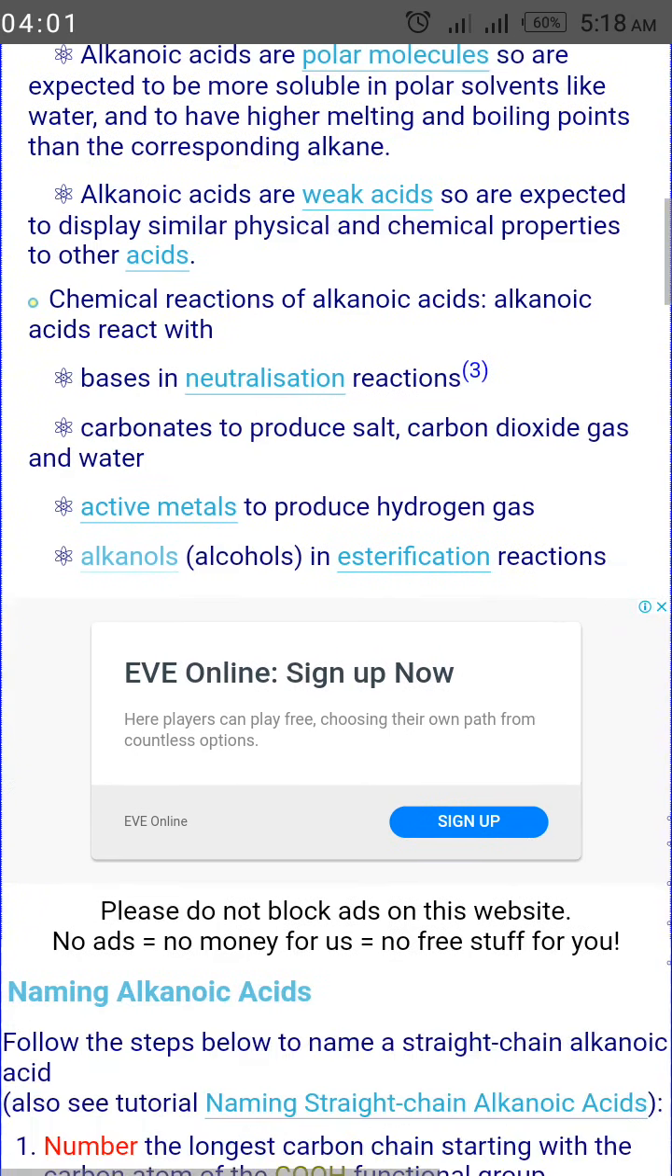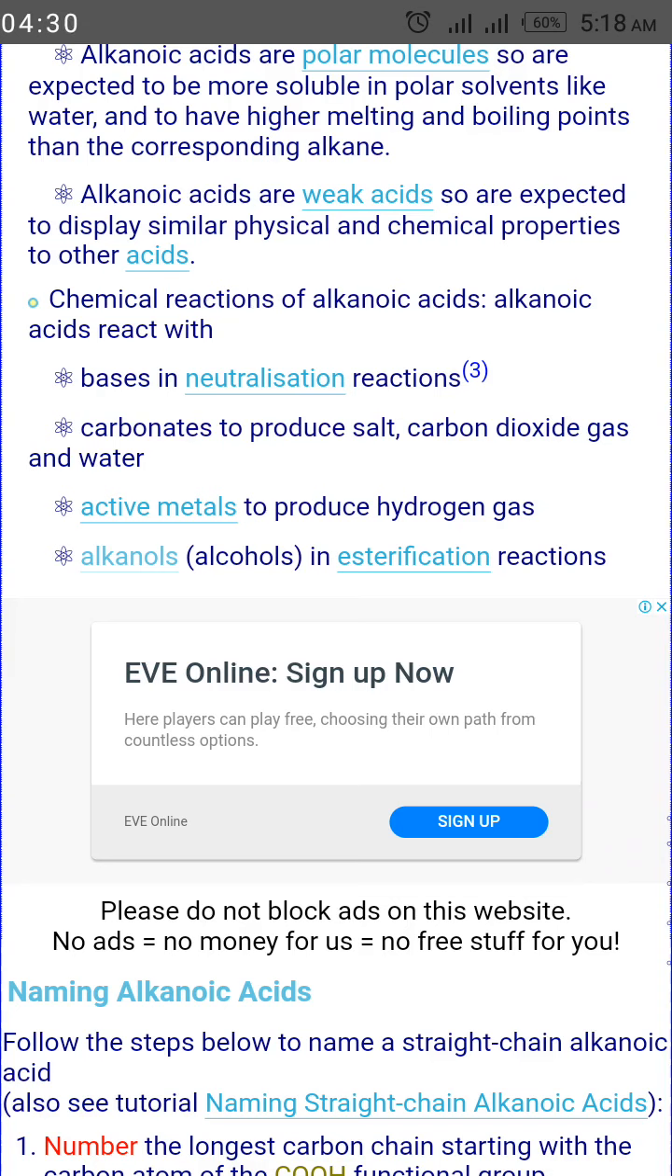Now, alkanoic acids are weak acids, so they are expected to display similar physical and chemical properties to other acids. Chemical reactions of alkanoic acids: alkanoic acid reacts with a base in a neutralization reaction. I've told you, alkanoic acid is an acid, just an organic acid. The reaction between alkanoic acids and bases to form salt and water is what we call neutralization, just like a normal acid and base reaction.